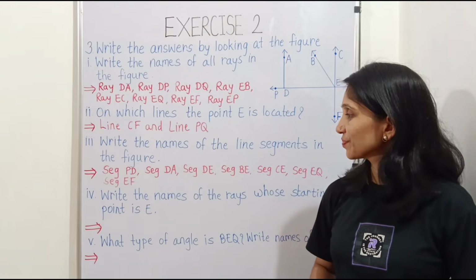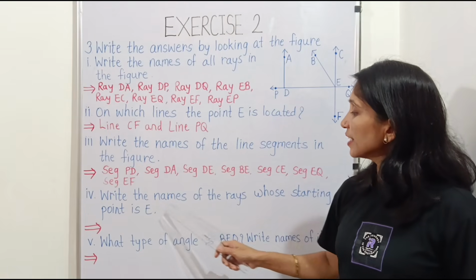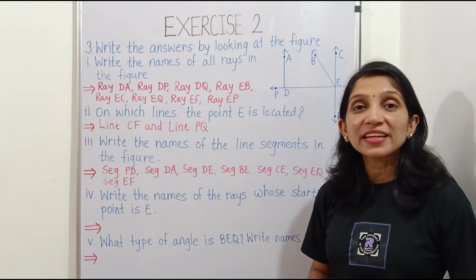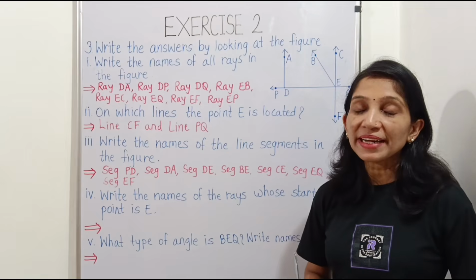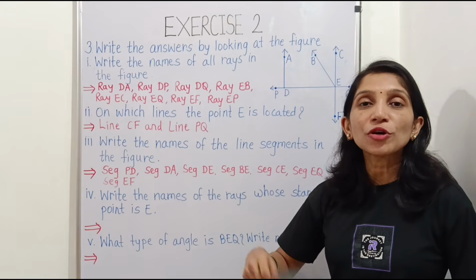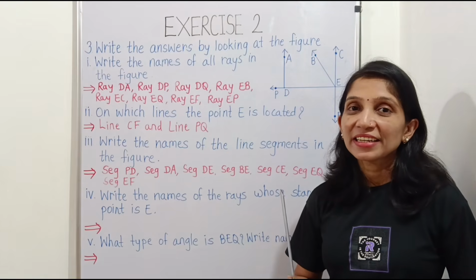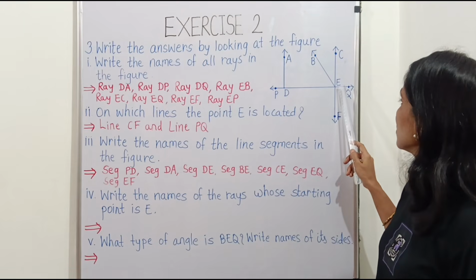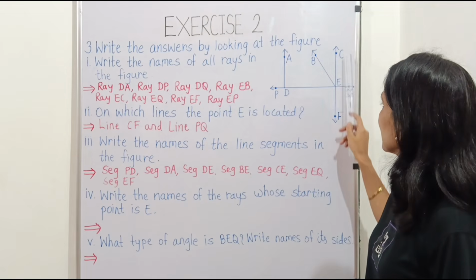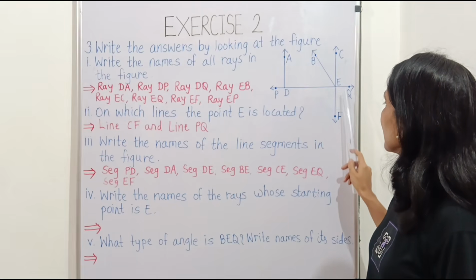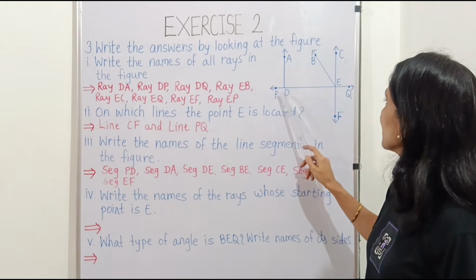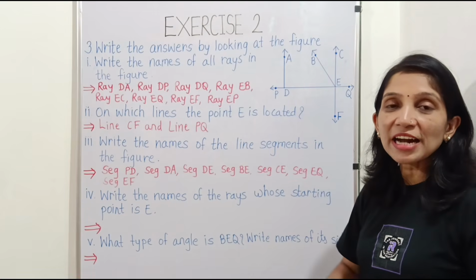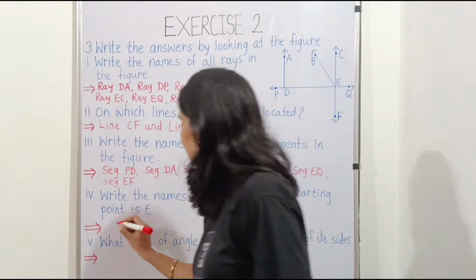Let's see next. Write the names of the rays whose starting point is E. So we'll just have to write the names of the rays which start from point E. That means E is the origin. See here. Ray EC, ray EQ, ray EF, ray EP, ray EB. These are the names of the rays that start from point E. Let's write.